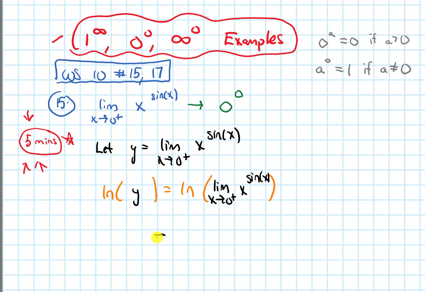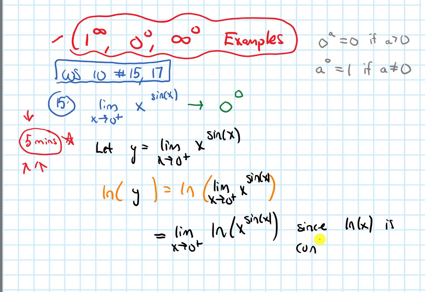Because what I can do now is start to simplify what I have on the right-hand side here. I'm going to pull the limit in front and get the limit as x approaches 0 from the right, and then of ln of x to the sine x. I can move the limit in front since the function I just pulled it out of, the ln function, is continuous. And when that function is continuous, we can move the limit in front of it or outside it.